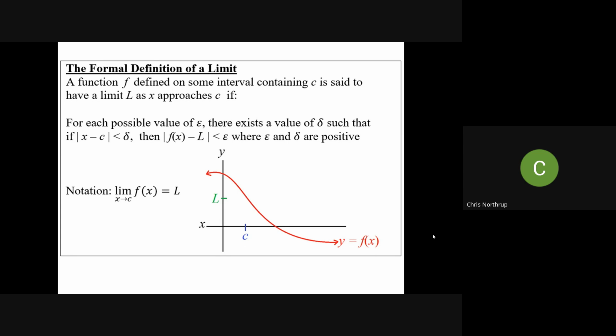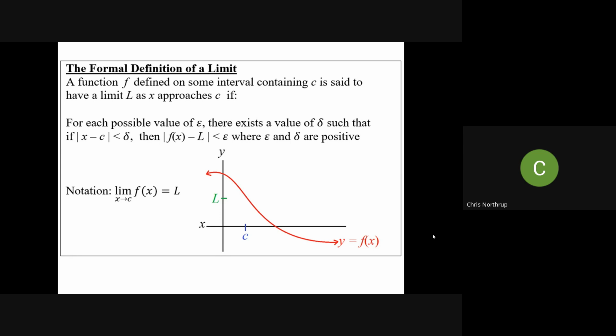So give me any epsilon, that's that funny looking cursive E. Give me any epsilon that's positive. Maybe epsilon is 1 or 2 or 0.1 or 1/1 millionth. Whatever epsilon I'm given, if I can find a delta, that's that weird looking O with the curve at the top of it, if I can find a positive value delta such that the distance between x and c being less than delta causes the distance between my function and L to be less than epsilon.